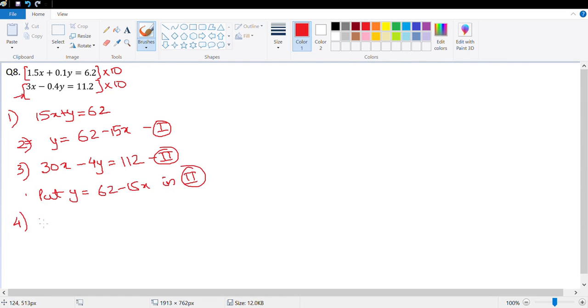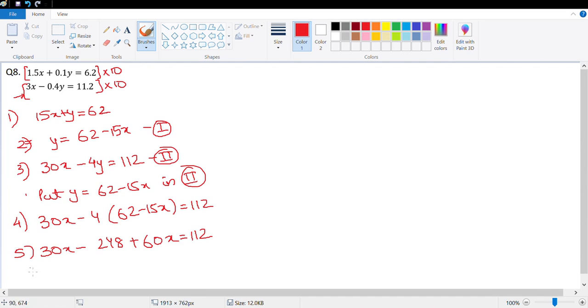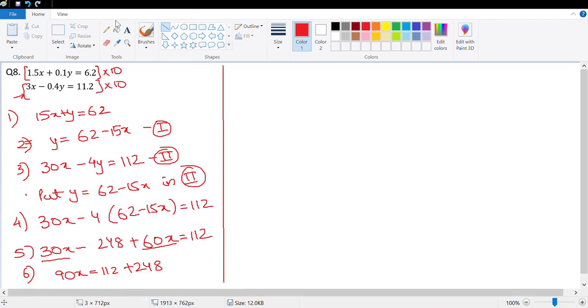When we put that, let's see what we get. So 30x minus 4 times (62 minus 15x) is equal to 112. Now that's 30x minus 62 into 4, that's 248, plus 15 into 4, that's 60x, is equal to 112. 30x plus 60x, that's 90x, is equal to 112 plus 248. 112 plus 248, that's 360, which means 90x is equal to 360, x is equal to 4. So we've got the value of x.